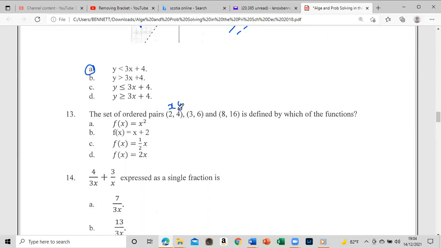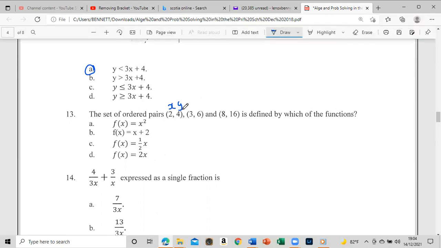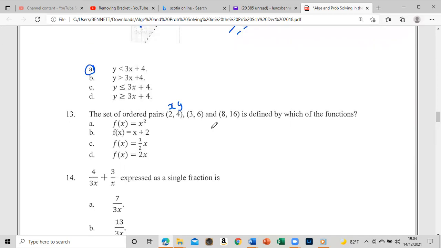I forgot what to do. No man, just inspect it. Is it x squared? How did they get the 4? How did they get the 6? How did they use the 8 to get 16? It's not x squared. All right, so move to the next one.